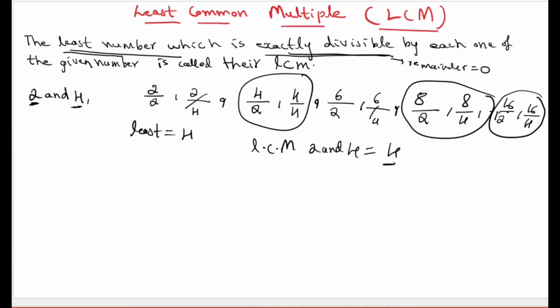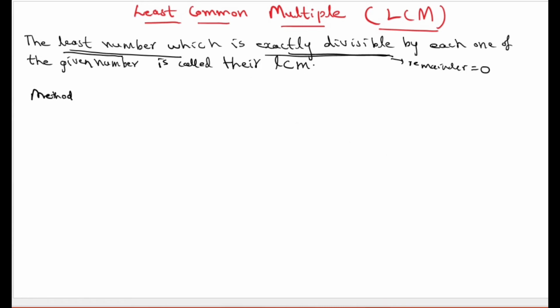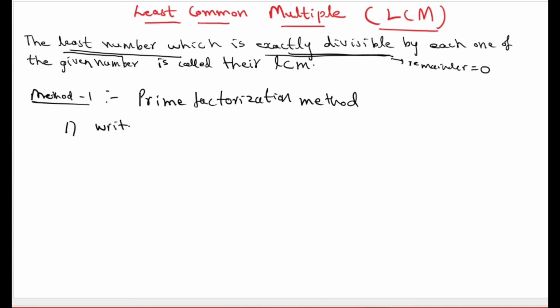This is the meaning of LCM, but it's difficult to do this step for bigger numbers. So we need to study some particular methods to find the LCM. First, see method 1, that is the prime factorization method. In this method, first you need to write the prime factorization of the given numbers. We know how to write the prime factorization.